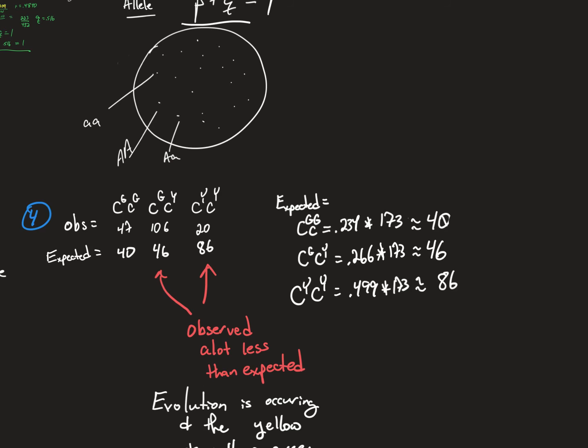If nothing's changed, if there's no evolution going on, if nothing's being selected for, if there's nothing that says this one's better fit to survive than the other one, then we expect that this would be the percentages.